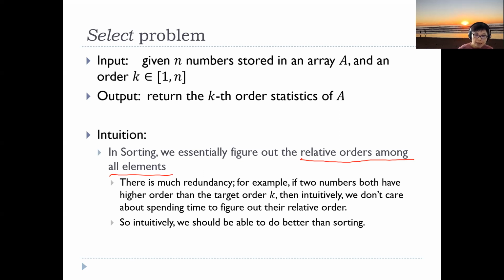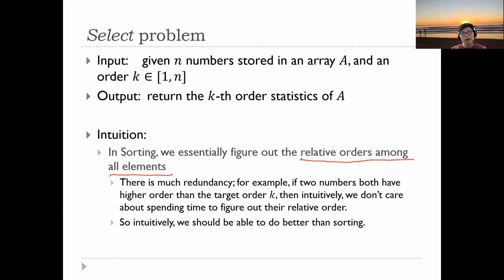For example, suppose I have two numbers, both smaller than the target, the k-th order statistic. Let's say you want to find the median. Now you have two numbers whose ranks are both smaller than n over 2. So they're both smaller than the median. Then I don't really care what their relative order is. I don't want to spend time comparing them, because it doesn't matter. As long as they're both smaller, I know they should be added to the count of those that are smaller than me. So I don't care about their relative order. This is a part of the redundancy from the sorting algorithm.